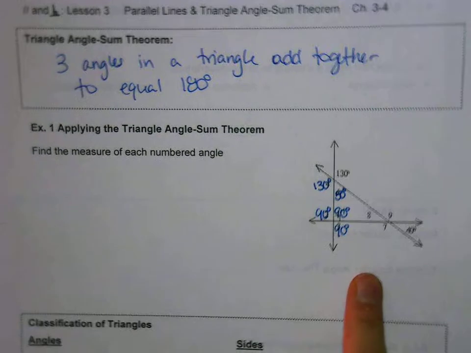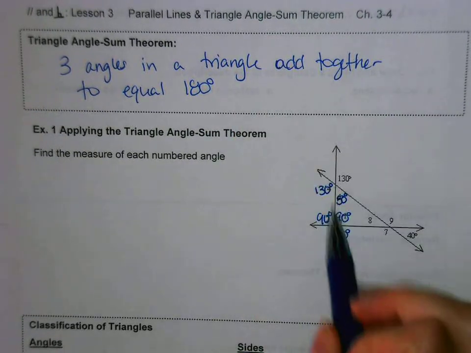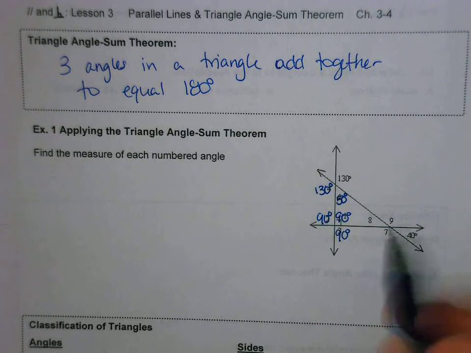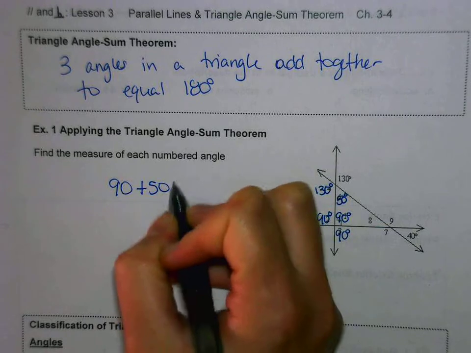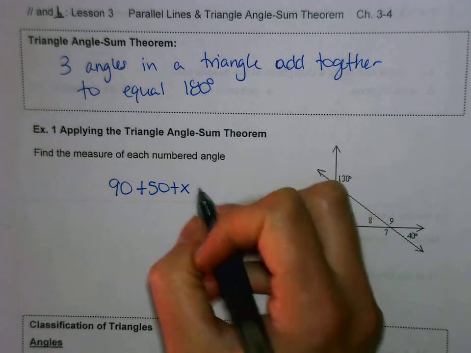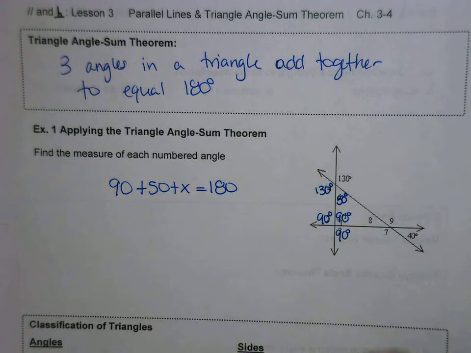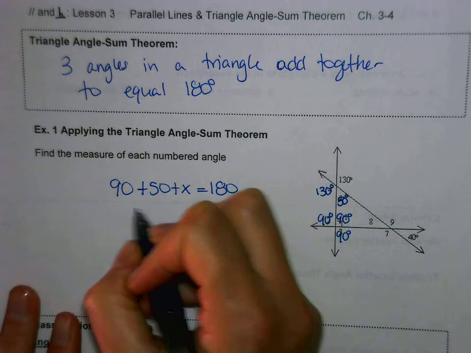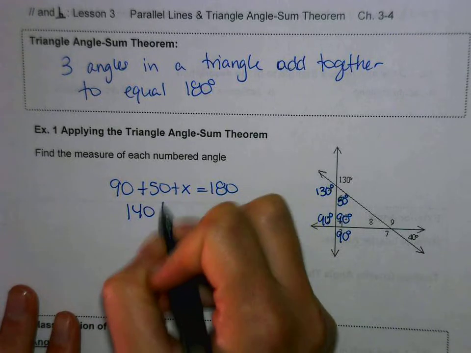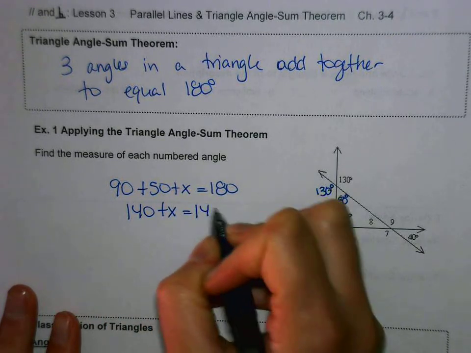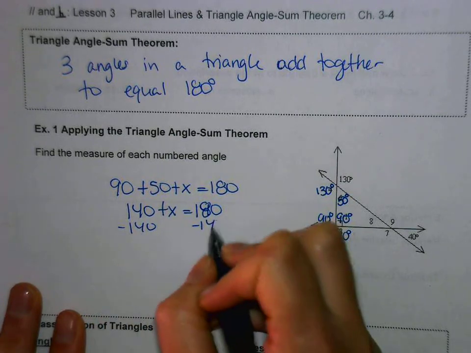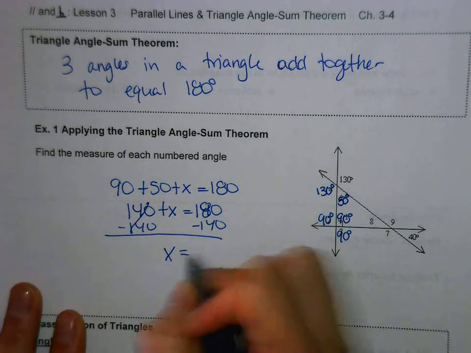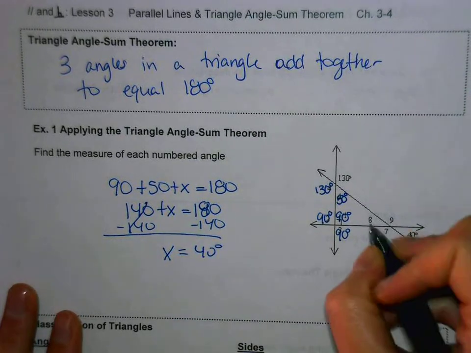So if we use the triangle angle sum theorem, because we're looking at three angles in a triangle, I know my three angles, 90 plus 50 plus my missing one, have to add together to equal 180 degrees. So if we add 90 and 50, 140 plus x equals 180. And subtract 140 from both sides. Our missing angle is 40 degrees.